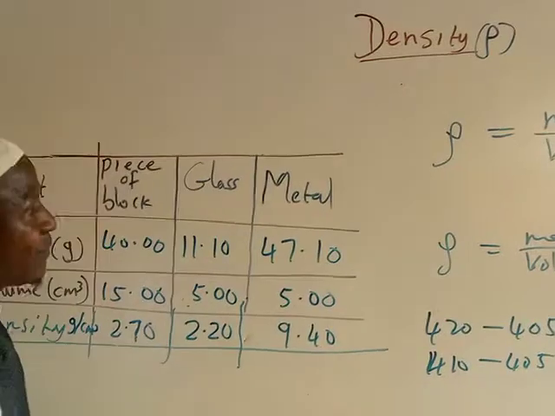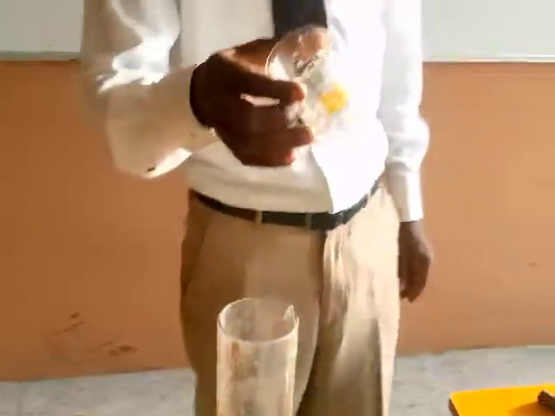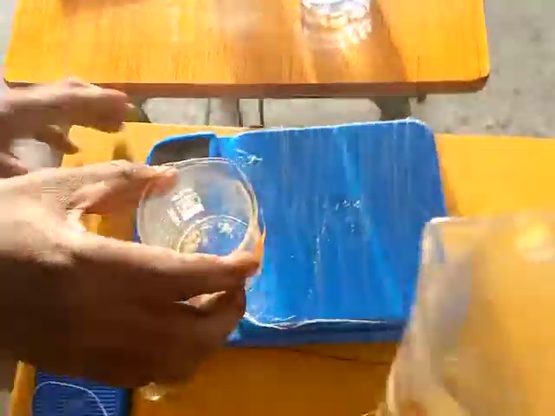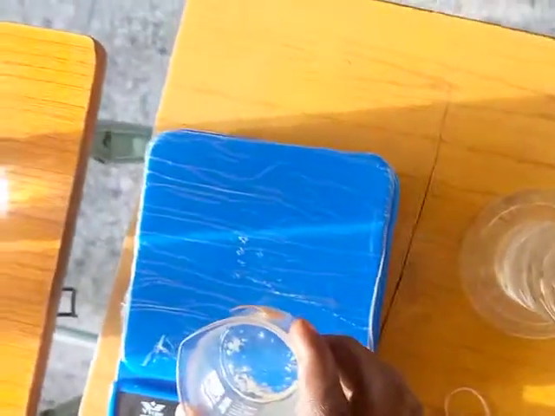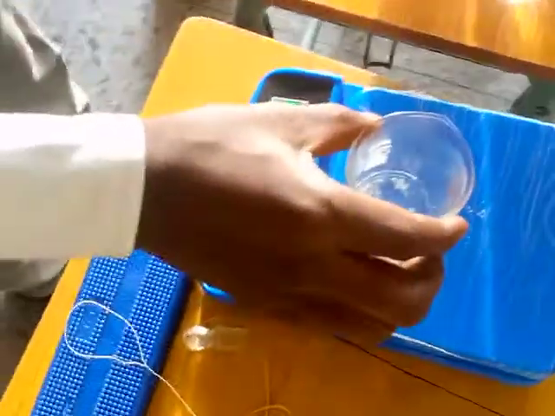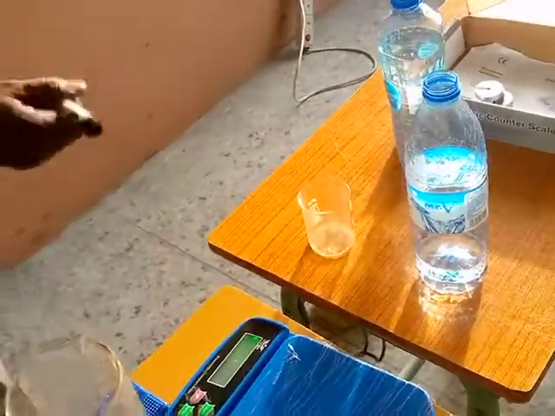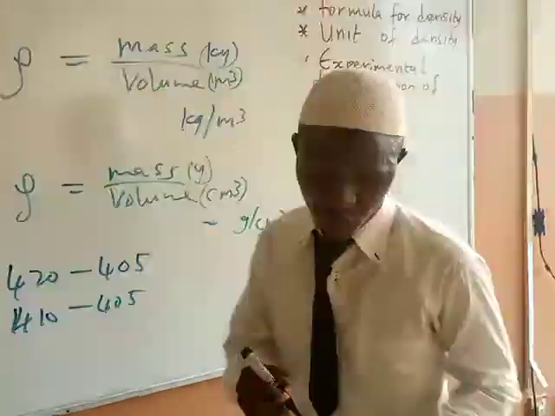Now let's go and determine the density of water. Now we have this one. This is an ordinary glass. We are going to measure this glass first. So the glass is 54.3. The mass of the glass is 54.3. Now let's put water inside.